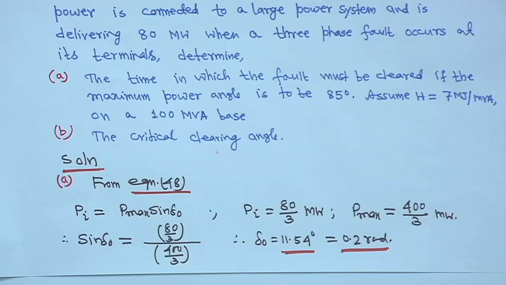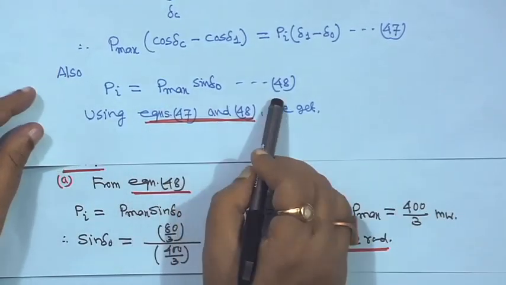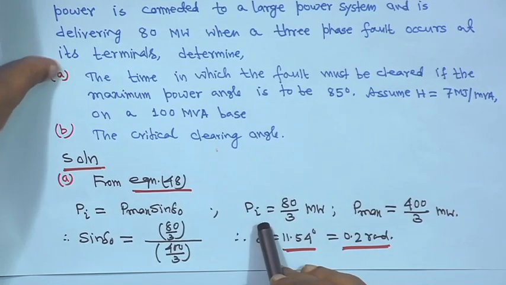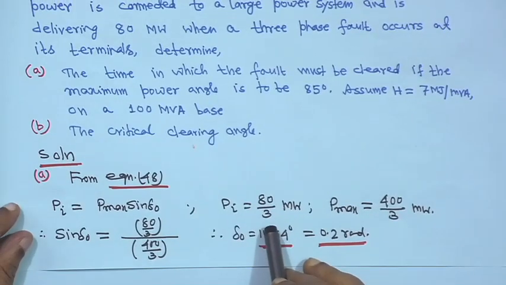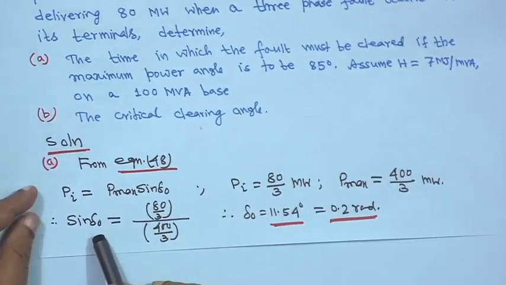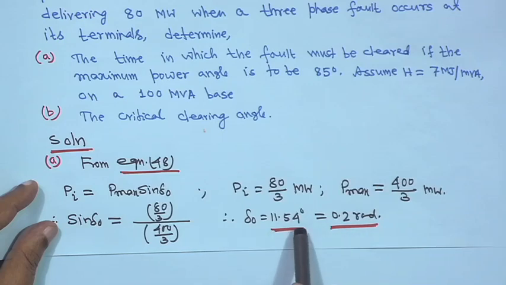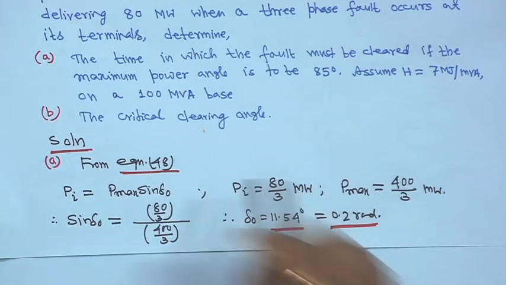Just hold on, if I get it I will show you that P m is equal to this thing here. You know this, that P I is equal to P max sin delta 0, this is equation 48. In that case it is 3 phase, so P I will be 80 by 3 megawatt and P max will be 400 by 3 megawatt, and then sin delta 0 you can find out as 80 by 3 divided by 400 by 3. So, you will get delta 0 is equal to 11.54 degree or 0.2 radian.